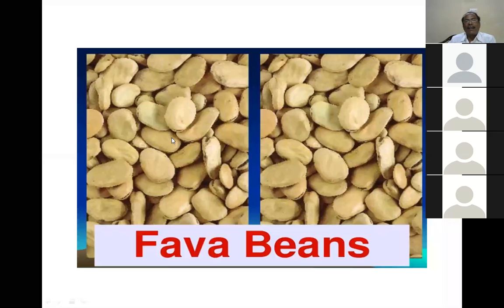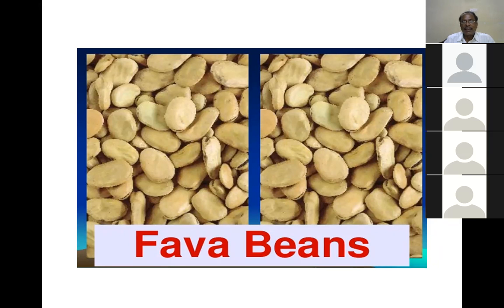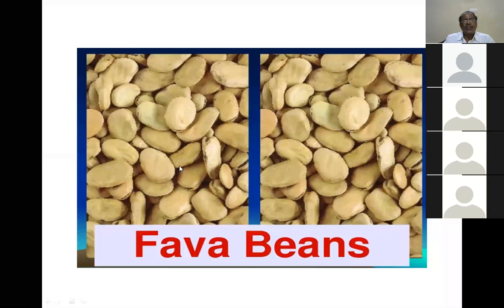Another one is fava beans. Fava beans are consumed especially by Mediterranean people. They are something like our chana or various pulses that we eat, like maize and groundnuts, something like these. Fava beans are consumed by people in Greece, Italy, etc., and even Egypt.